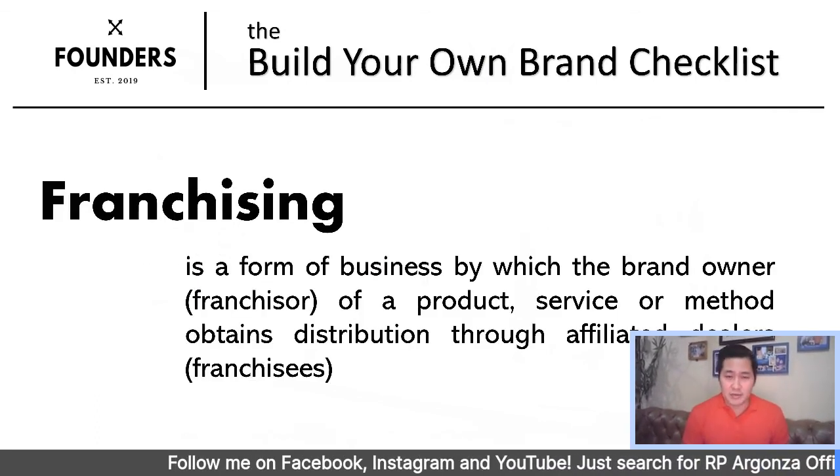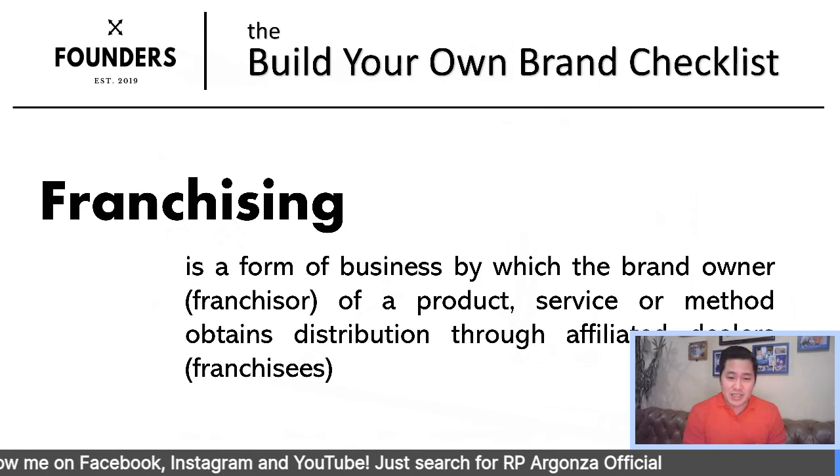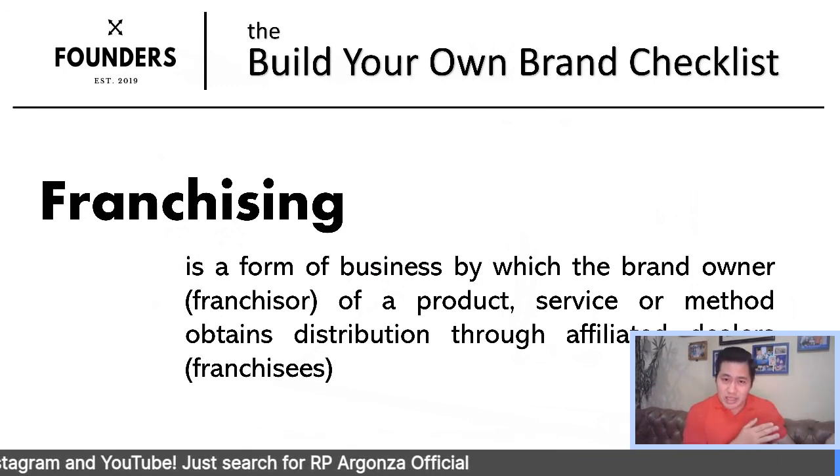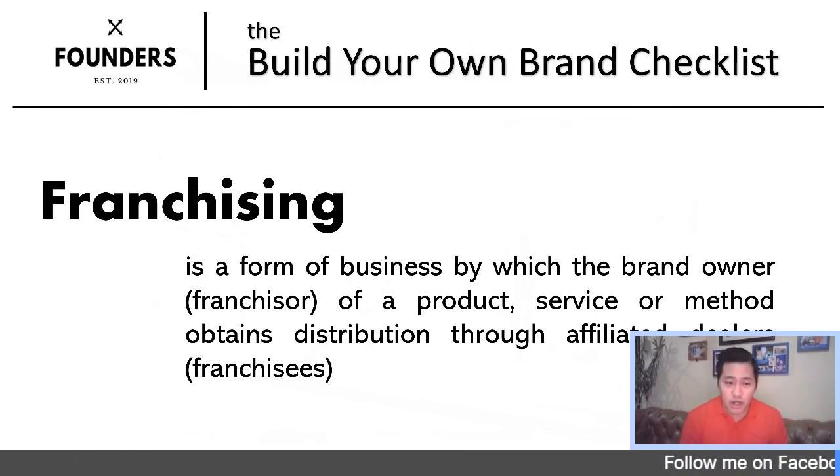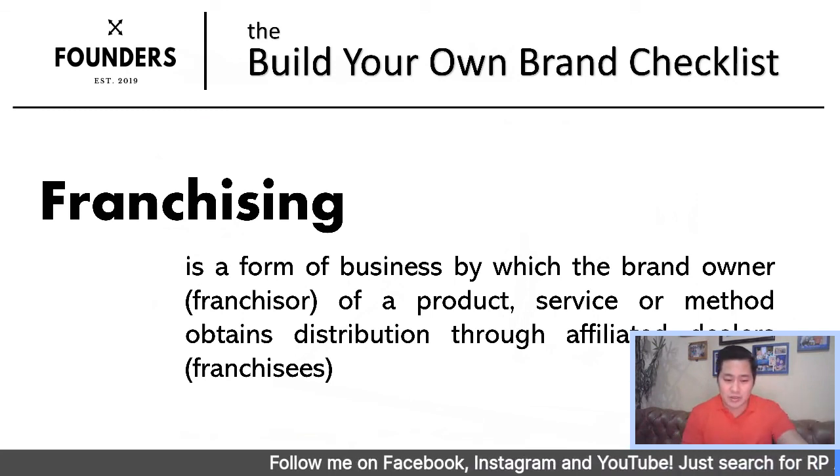So the franchising route, or franchising, is a form of business by which the brand owner, in this case the franchisor, of a product, service, or method obtains distribution through affiliated dealers called franchisees. Okay? So again, yan po muna. I'm gonna go into that later.